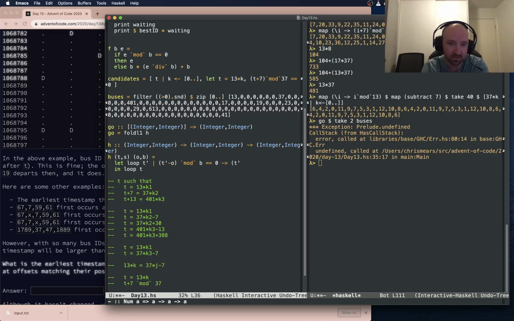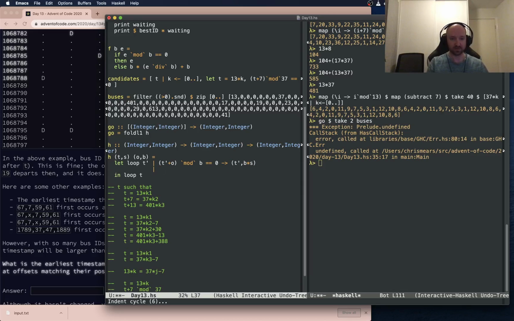Now I think I've got this plus the wrong way around. Yeah, because t prime plus O needs to be that. And then we go on our next step to t prime with b times s. However, if we didn't quite make it, then we want to just increment by the next one. So it should be just loop t prime plus s in loop t. Okay, let's give this a whirl.